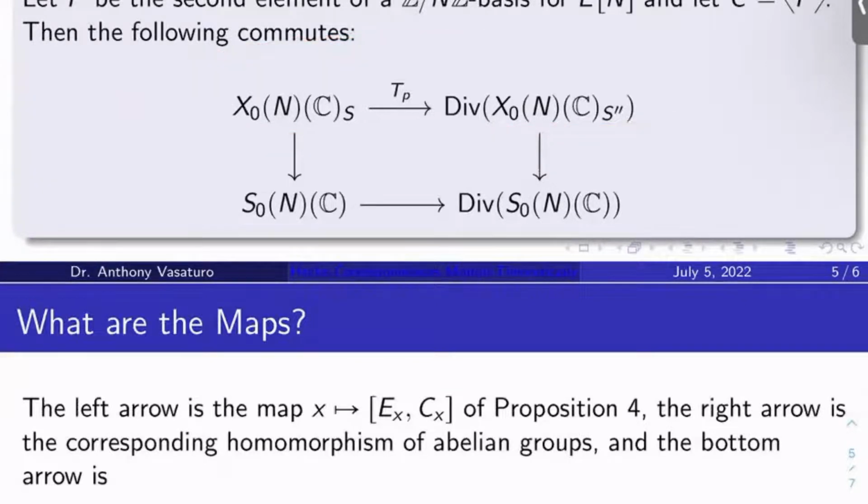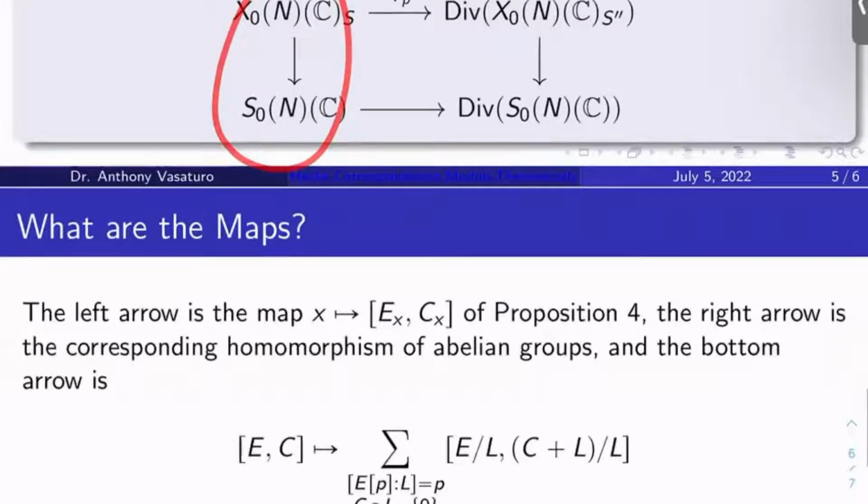Okay, what's this left arrow here? We've already seen this left arrow. It's the restriction of the isomorphism of the complex points of X sub 0 of N without the S to S sub 0 of N of C to the S complex points of X sub 0 of N. We've seen the map before. It sends x to the class of E sub x, C sub x. Remember, E sub x, C sub x are the reductions of E and C mod x, respectively.